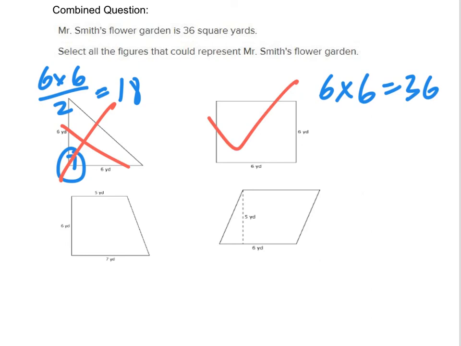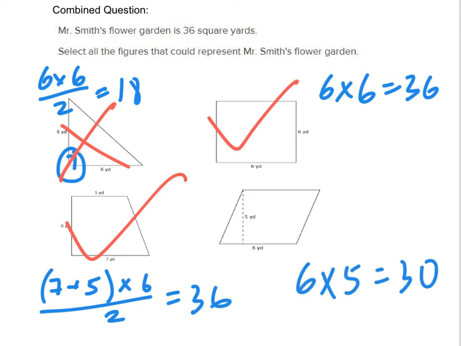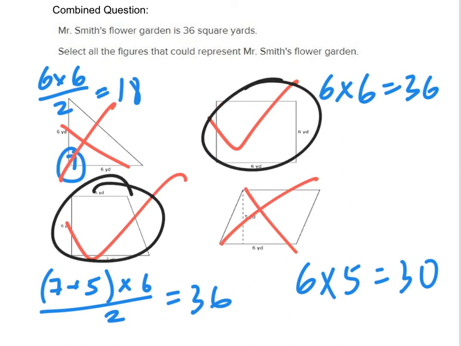Come down here, we're going to do 7 plus 5, because it's a trapezoid, so you add the parallel sides, times 6 over 2. 7 and 5 is 12 times 6. Yes, that's 36, so it could be that. And the last one is 6 times 5, which equals 30, so it couldn't be that. So these two shapes here have an area of 36, so they could possibly be Mr. Smith's flower garden, because his flower garden has area 36. And that's it.